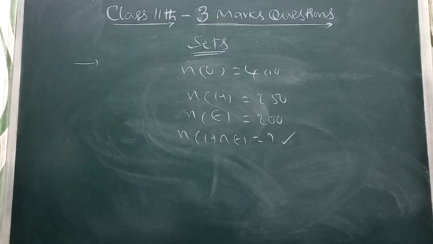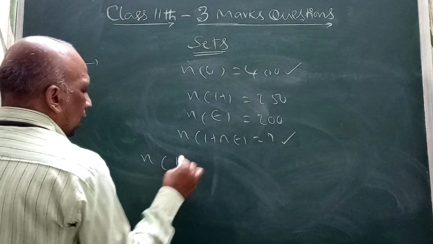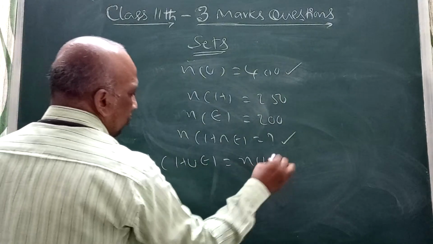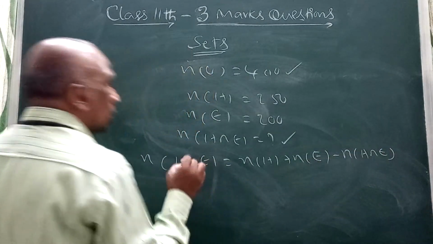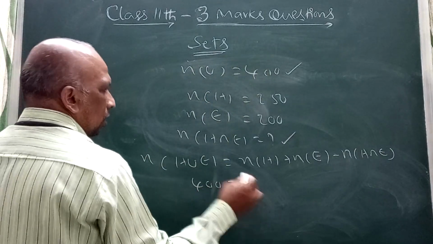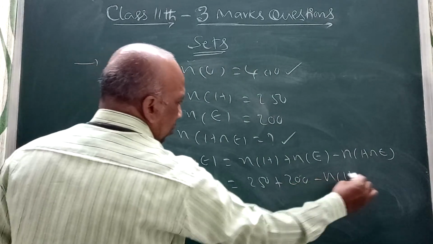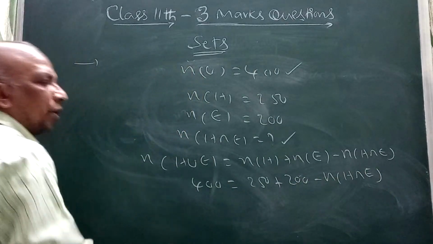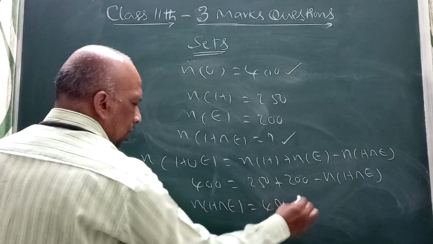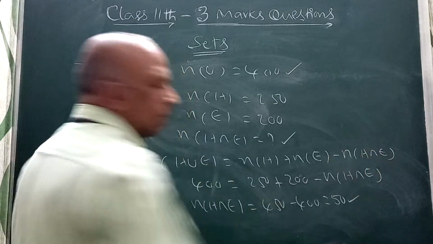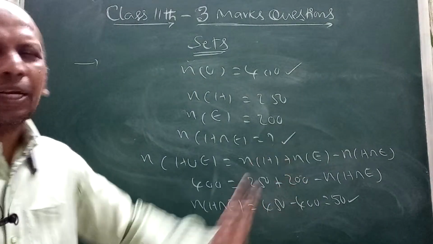In a group of 400 people, this is nothing but the possibility 400. I can write n of H union E is equal to n of H plus n of E minus n of H intersection E. But we know this is nothing but 400, the given possibility number. 250 plus 200 minus n of H intersection E. You can transfer this side. N of H intersection E equals 450 minus 400. It gives 50, right? That is the answer: 50 persons can speak both Hindi and English.